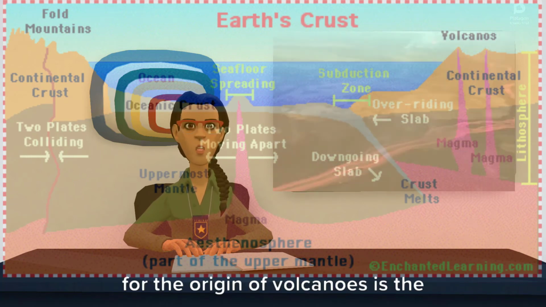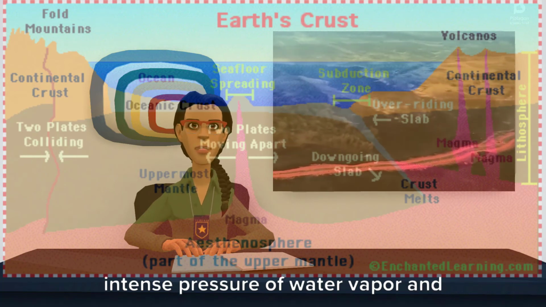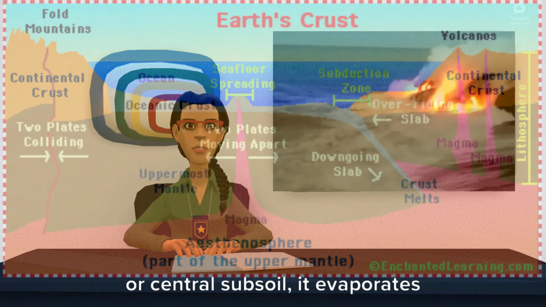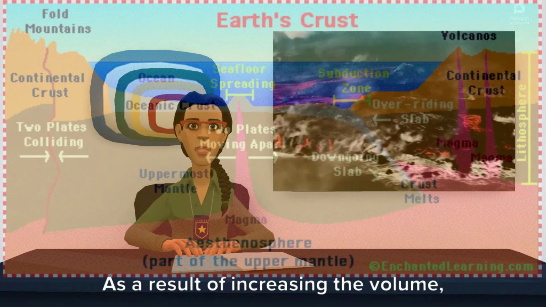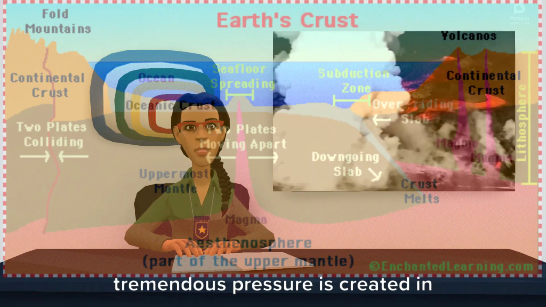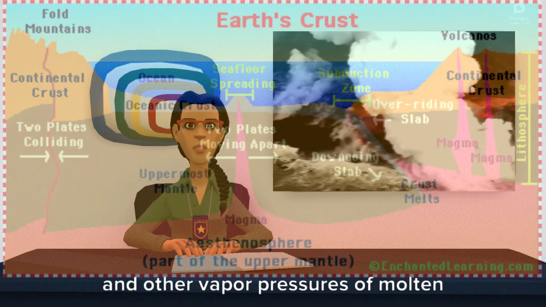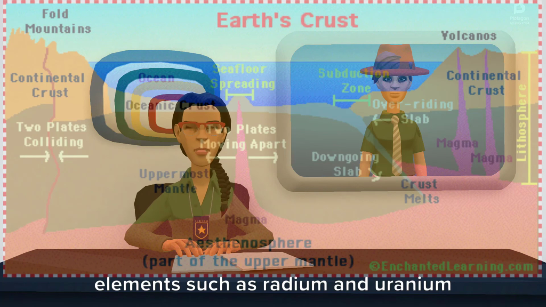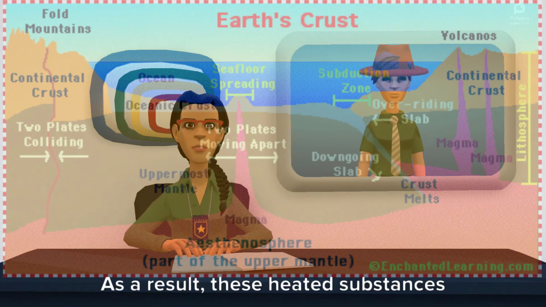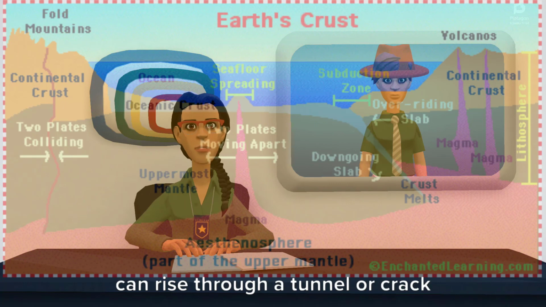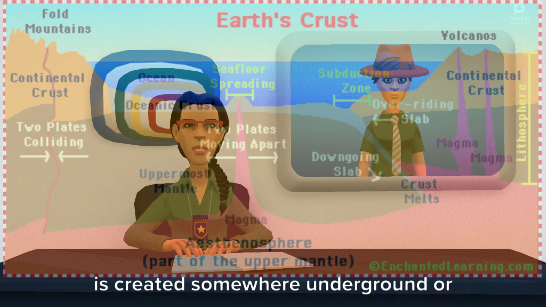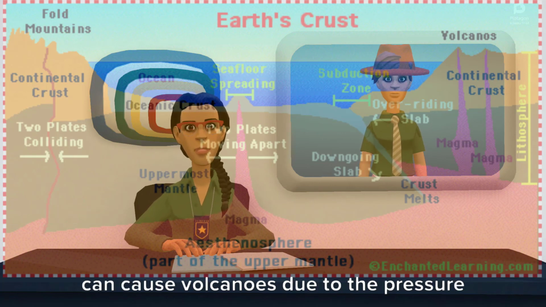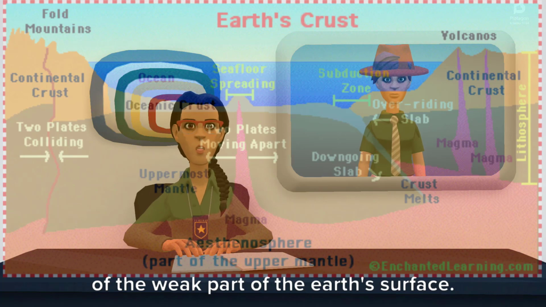Another reason for the origin of volcanoes is the intense pressure of water vapor and other vapors underground. When water melts in an underground or central subsoil, it evaporates and increases in volume. As a result of increasing the volume, tremendous pressure is created in the interior. As a result, water vapor and other vapor pressures of molten matter rise to the surface. Radioactive elements such as radium and uranium are constantly radiating. As a result, these heated substances can rise through a tunnel or crack and actually form a volcano. If steam is created somewhere underground or due to chemical reasons, that steam can cause volcanoes due to the pressure of the weak part of the Earth's surface.